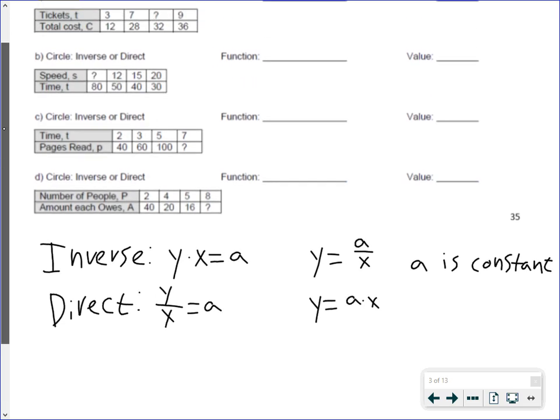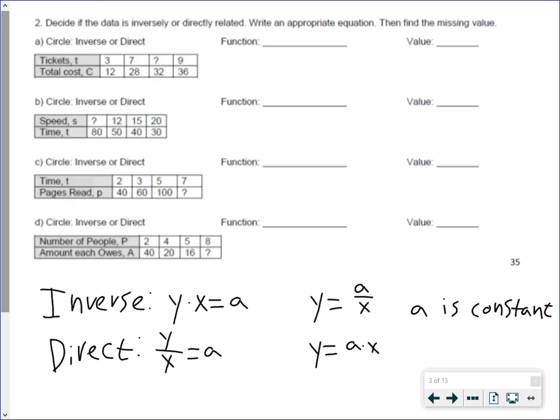Okay, so let's go back to 2a, and we're actually going to solve this out. So the very first thing we're going to solve for is we're going to see, do the products of t and c actually equal the same thing for each pair? Okay, so for our first pair, we have when we buy 3 tickets, the total cost is 12. 3 times 12 is 36. And the next, when we buy 7 tickets, the total cost is 28. And 7 times 28 is 196. And 196 isn't the same thing as 36. So that tells me that we cannot be an inverse variation. So we can just cross out inverse because the products are different.